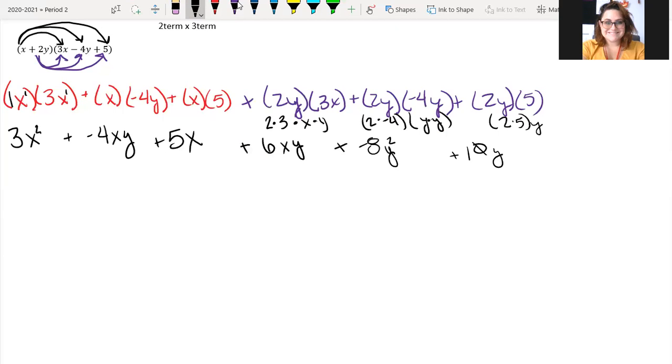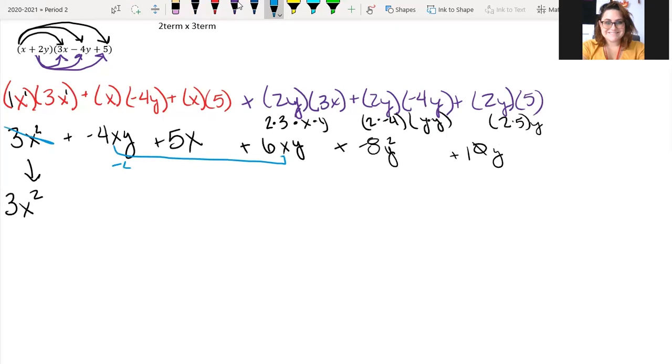Now we need to figure out, is there anything to simplify? And there are a few things. First thing I'm going to look for is my x squared. Any other x squared? There is not. So let's go ahead, drop it down. And then I'm also going to cross it out so I don't forget that I already did it.